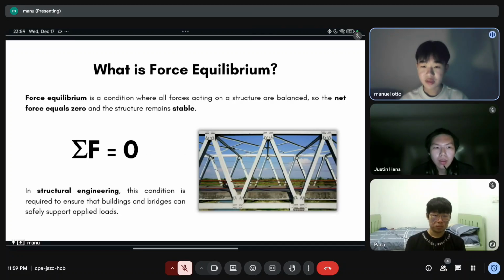So first, what is force equilibrium? Force equilibrium means that all forces acting on a structure are balanced, so the net force is zero. And when this condition is satisfied, the structure remains stable. In structural engineering, this is very important because buildings and bridges must safely support loads like weight, vehicles, or people.